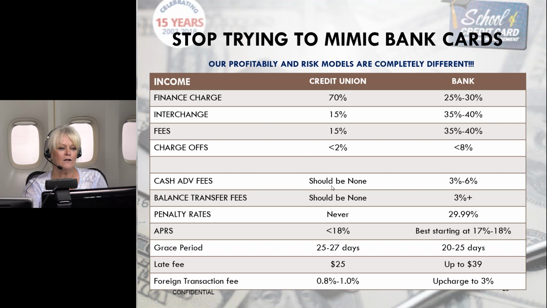Look at the cash advance fees, go straight down that line. None of you should be charging cash advance fees or balance transfer fees. If you are, shame on you, and I'm going to show you a way to replace that income. Penalty rates, you should never be charging a penalty rate. Why? If the member is late and you up their rate, guess who's not going to reaffirm with their bankruptcy? It doesn't do anything for anybody, for somebody who can't pay, to increase their rate.